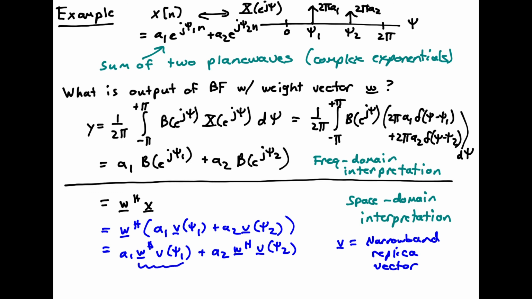Okay, this I easily recognize from our other work as just the beam pattern evaluated at psi 1, and this is the beam pattern evaluated at psi 2. This is exactly what I got up here, but this is just a way to view it in the space domain interpretation, where we're doing the inner product of the weight vector with the exponential vector that represents each of these two signals and adding them together. Again, all of these are complex quantities. A1 is complex, B of psi 1 in general is a complex number, A2 and B of psi 2 are also complex.